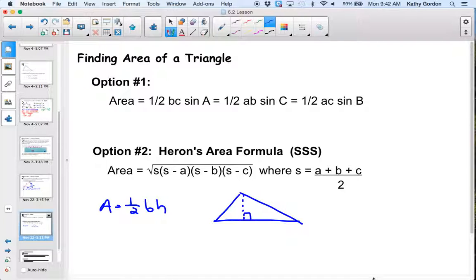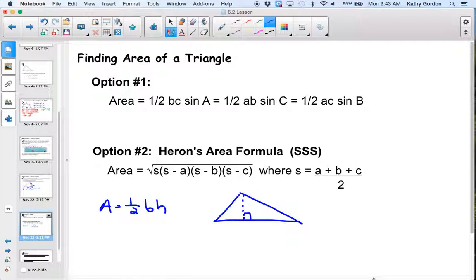So there's a particular formula for SSS called Heron's area formula. With this, you have to first find this piece called S. The way you find S is to add up your three sides and divide by 2. Then from that, we're going to take the square root of S times S minus A times S minus B times S minus C, the square root of that whole thing. That'll give you the area of your triangle.